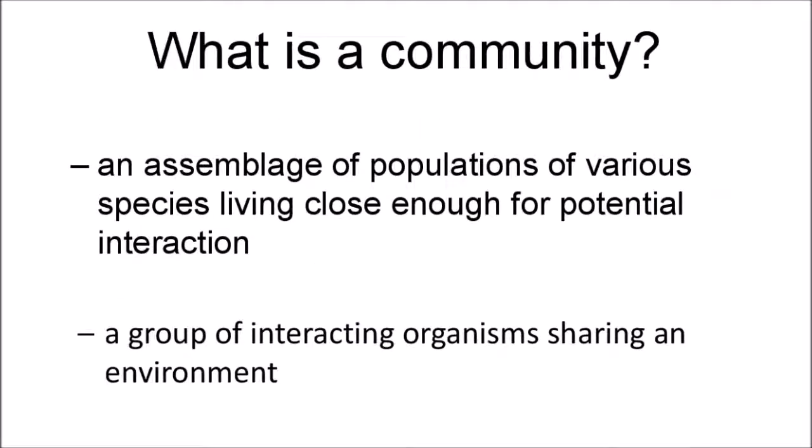So what exactly is a community in biology? Well, a community is nothing more than an assemblage of different populations of various species living in close proximity to one another, and close enough for potential interaction. It is also merely a group of interacting organisms sharing some kind of environment. So different species living in close proximity, sharing an environment while interacting with one another. And that's basically what a community is.